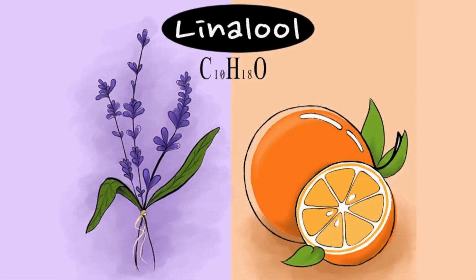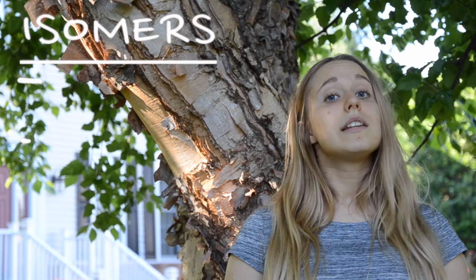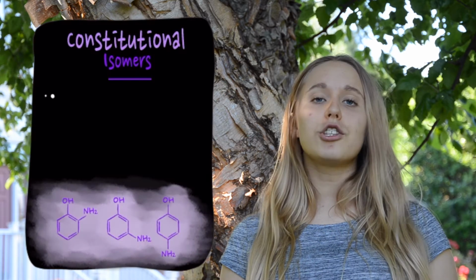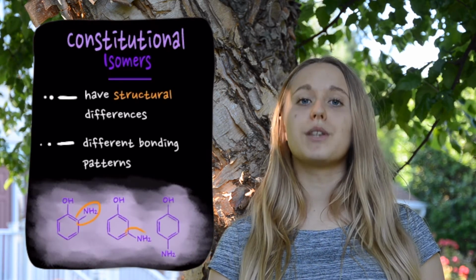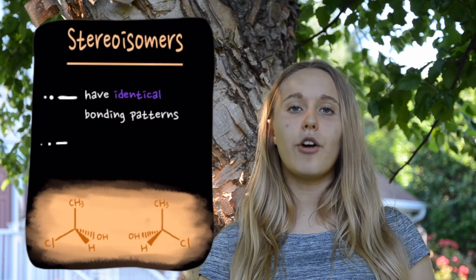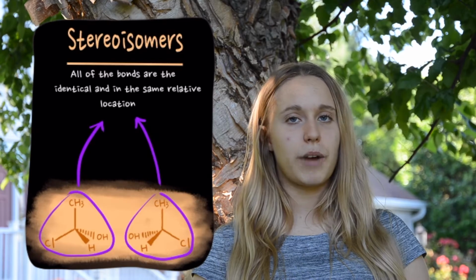For example, lavender and orange oil both contain the molecule linalool, but have distinct smells. Even with the same formula, the structure of each linalool varies, changing its properties. Now there exist two types of isomers, constitutional and stereoisomers. Constitutional isomers have structural differences, with their compounds' atoms making different bonds. On the other hand, stereoisomers have the same bonding patterns and instead differ in their atoms' spatial arrangements.